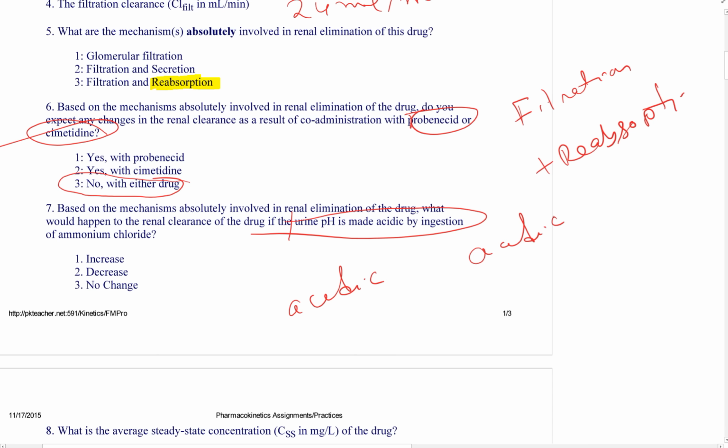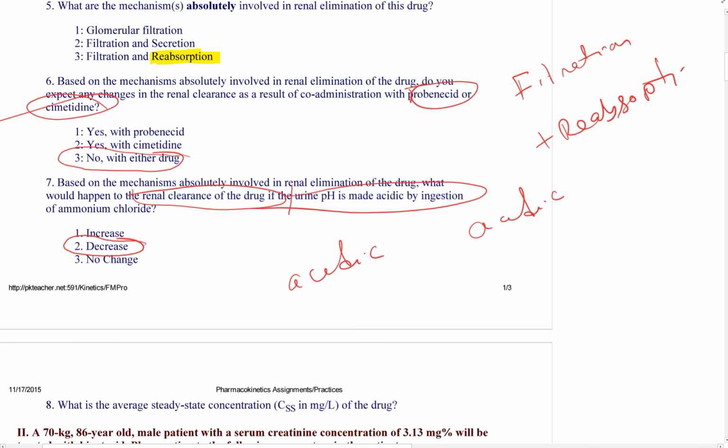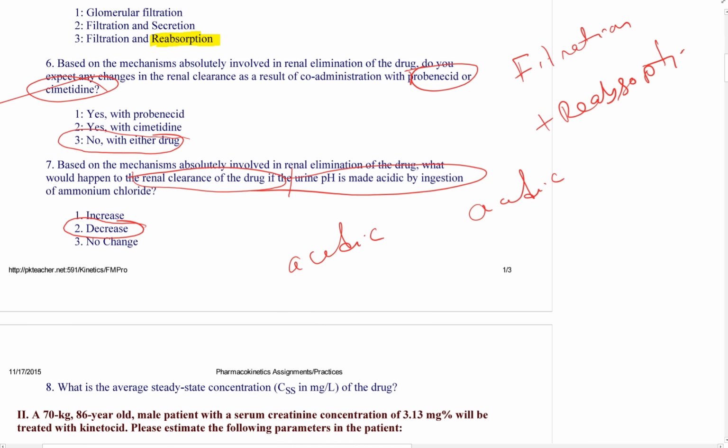So what would happen to the renal clearance of the drug? The clearance will decrease, because reabsorption is going to increase. The clearance is going to decrease.